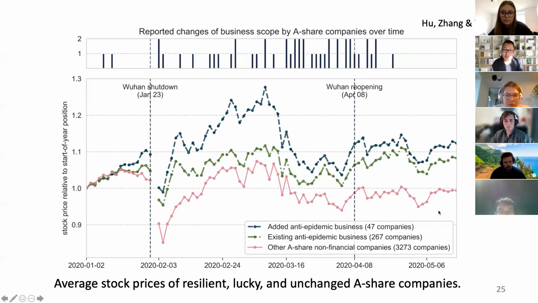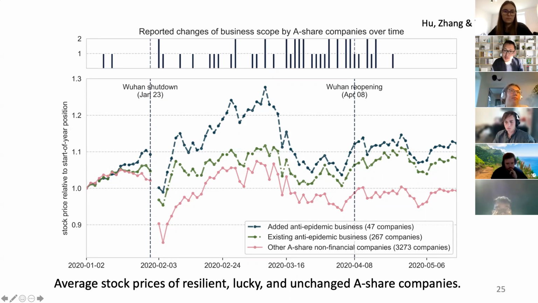As you can see here, in comparison to the other companies, both the resilient companies, which proactively add business scope, and the lucky companies, which already produce products related to the pandemic, perform better than the other companies. But the resilient ones, the proactive ones, actually do better than the lucky ones, even though the lucky ones had already prepared to produce these products before the outbreak. So this demonstrates the resilience of these companies and how important it is.